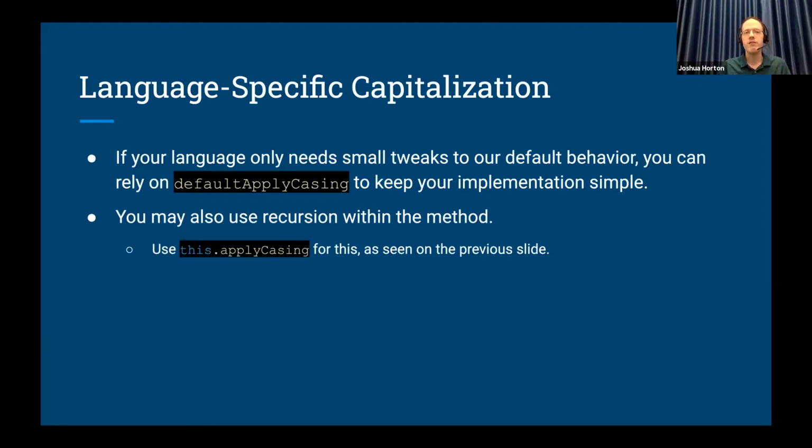So, as mentioned, if your language only needs those small tweaks to default behavior, you can rely on the default apply casing parameter to keep your implementation simple. You can also use recursion within the method. The slide is largely here so that those who review this later, just looking at the slides, will have it in text there.